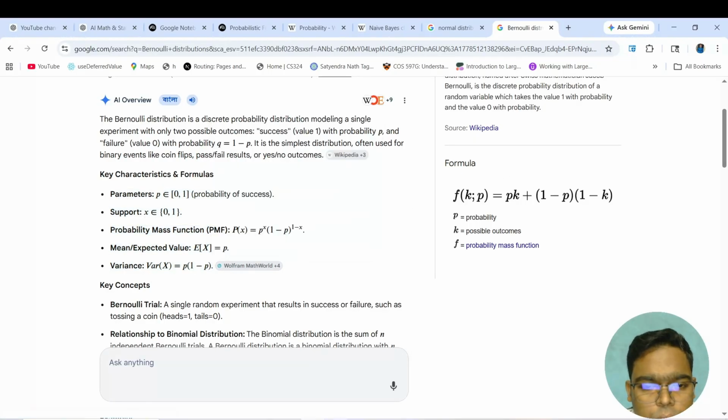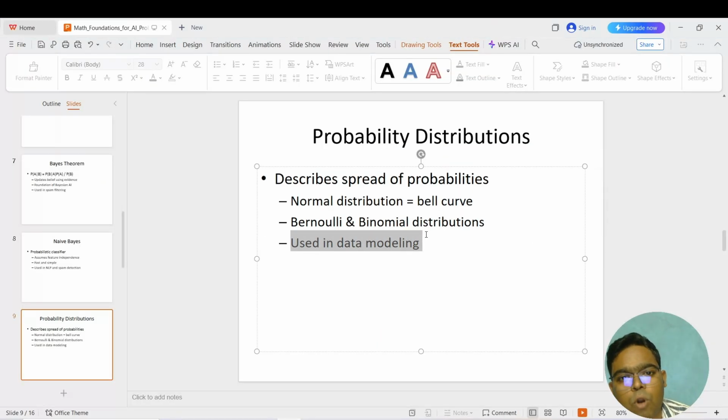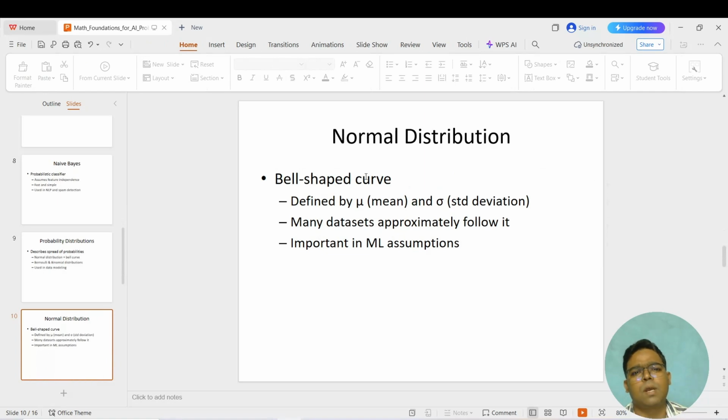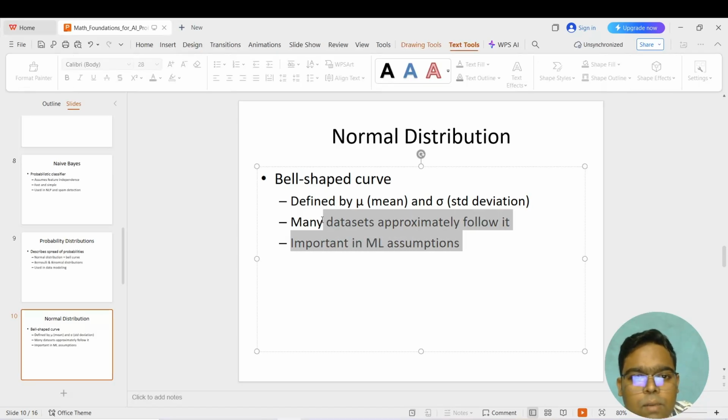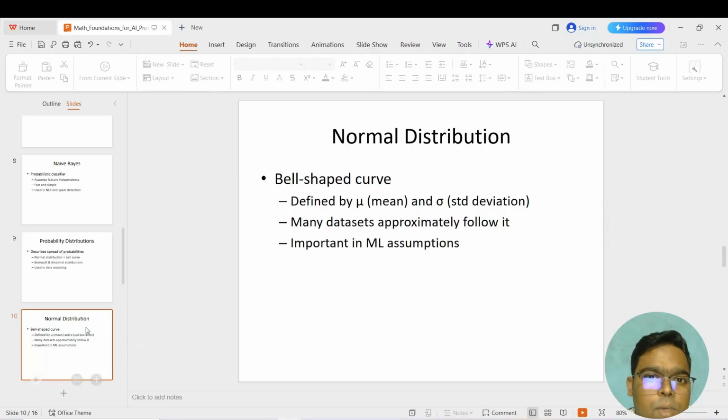Let's look at the next case that is used in data modeling, where the model itself is very useful. It is the bell-shaped curve, defined by mu, the mean, and sigma, the standard deviation, and many statistics approximate that datasets follow it. It is important in machine learning assumptions, because when we teach, we will see that the normal distribution mainly has the assumption itself that the data is normal.